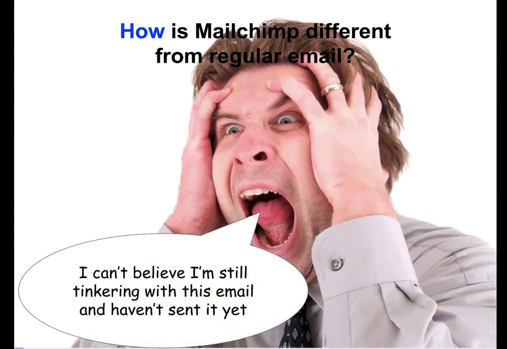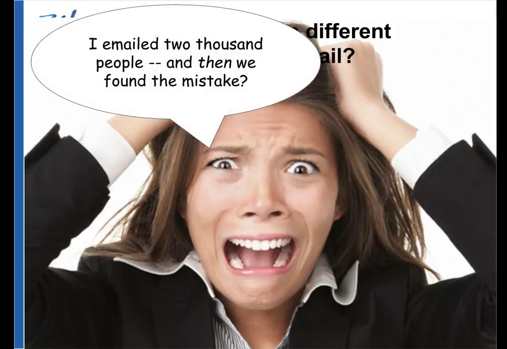Here's another source of stress and frustration. It takes a long time to send one of these emails out, and sometimes you're in a hurry. Here's another source of stress and frustration. Once you send that email, it's gone. And if there's a mistake in that email, hundreds or thousands of people might see it.